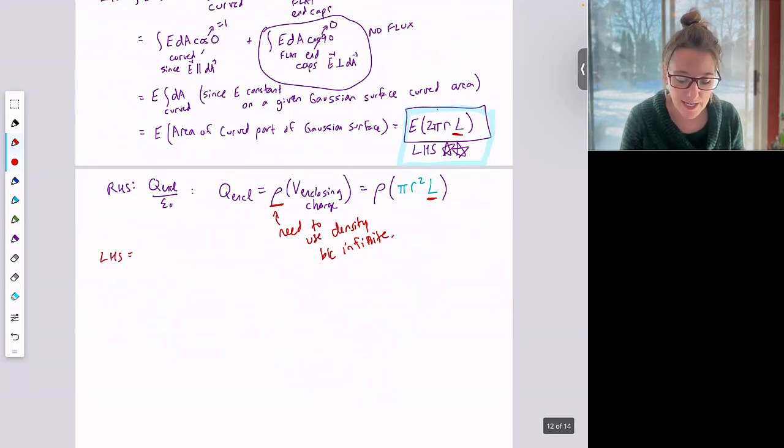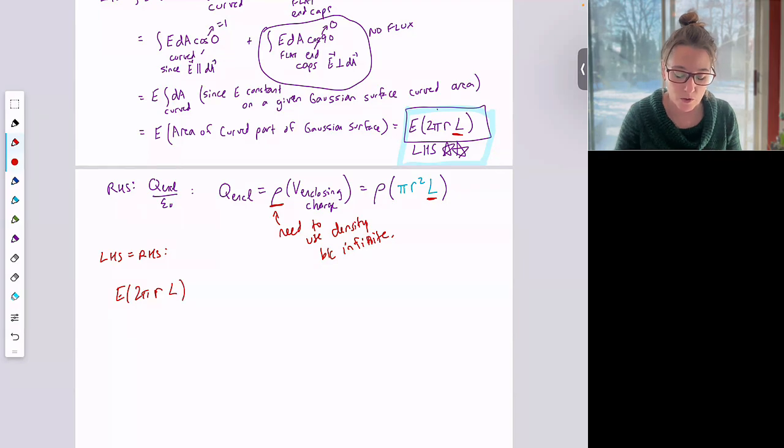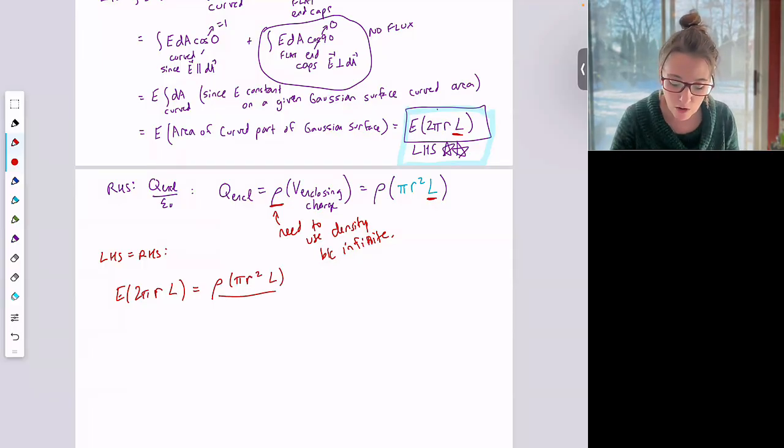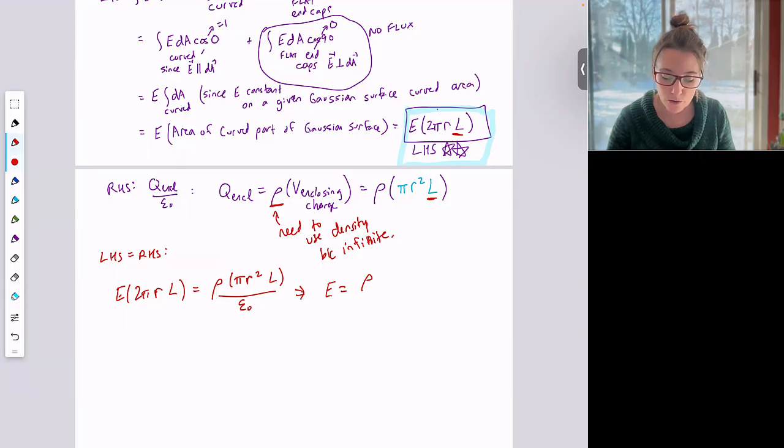We say the left-hand side equals the right-hand side, and so we end up with E times 2 pi little r, the Gaussian surface r, times L equals rho times pi little r squared L, and it was little r squared because I just have a partial volume, all over epsilon naught. I can go ahead and solve this for E. And I get that E is going to be equal to rho, and my pi's cancel. One of my r's goes away, so I have rho times L. My L's cancel as well.